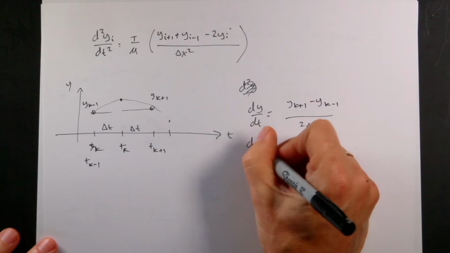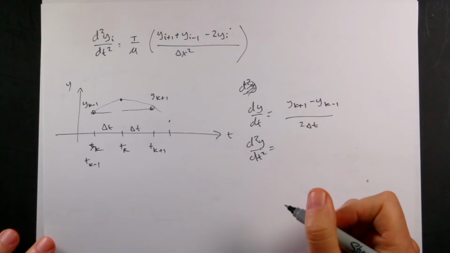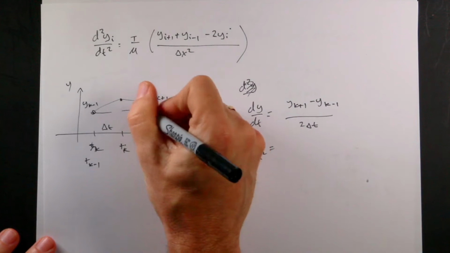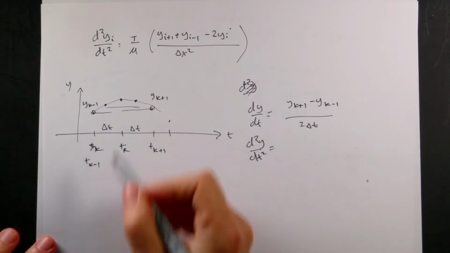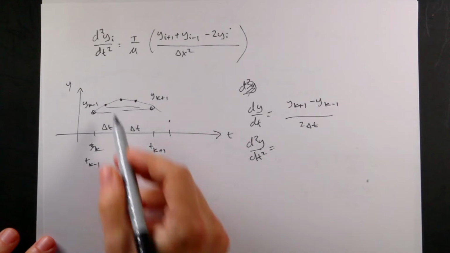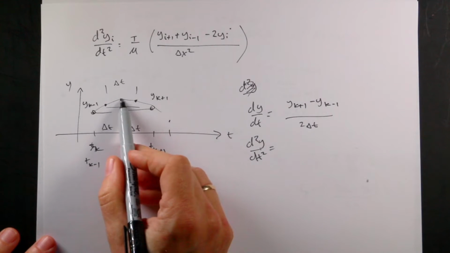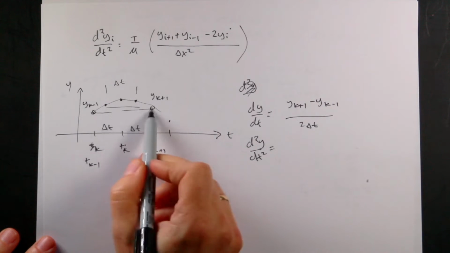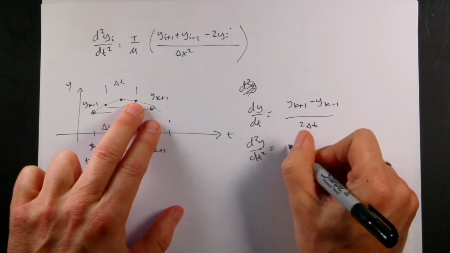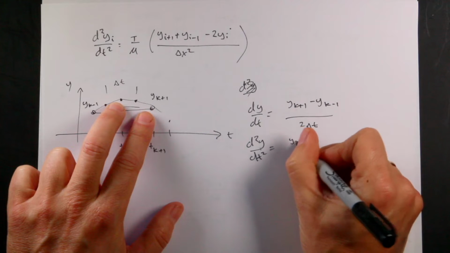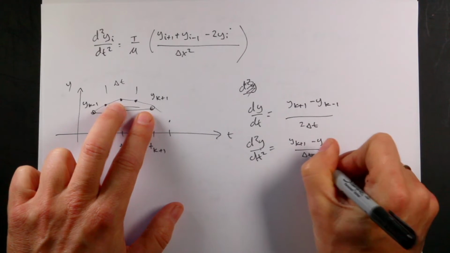Now, how do I do the second derivative? This is just the derivative of the derivatives, right? So I could say this is the slope at this point minus the slope at that point divided by the change in time between them, which is going to be delta t in this case. The slope at this point, I can use these 2 points to find: the change in y, which is yk plus 1 minus yk, all of that over delta t. That's that slope right there.